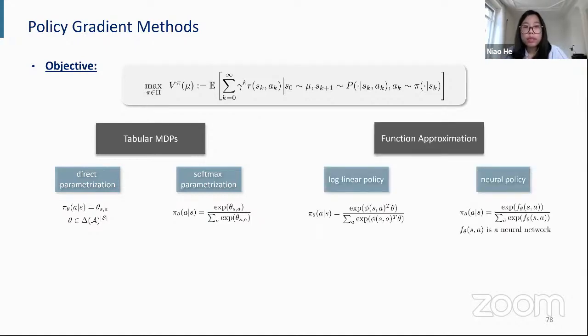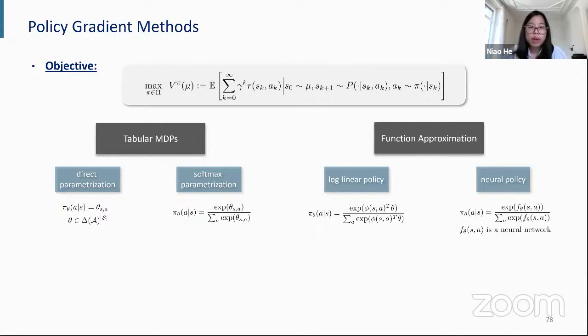You can also use function approximations. Say, for instance, instead of using this, you can use something similar to softmax parameterization, but now you consider, for instance, this linear function approximation. This is oftentimes called the log linear policy. You can also use neural networks inside your softmax parameterization, and this is oftentimes called a neural policy.